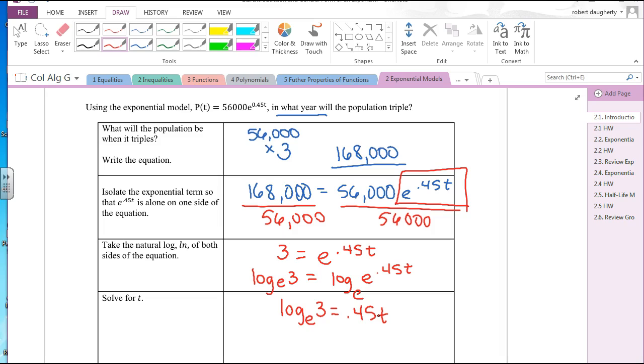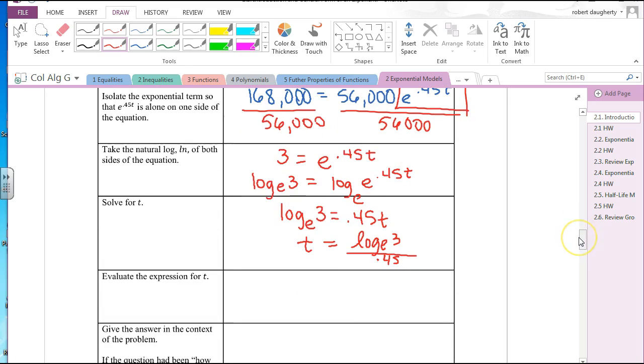t. t is not by itself right now. What do I need to do to t to get it by itself? Divide by what? 0.45. So t is equal to the log base e of 3 over 0.45. Another way of writing log base e is just ln. So t is equal to ln of 3 over 0.45. Okay, this is algebraic solving for a variable, but there are logarithms in there.